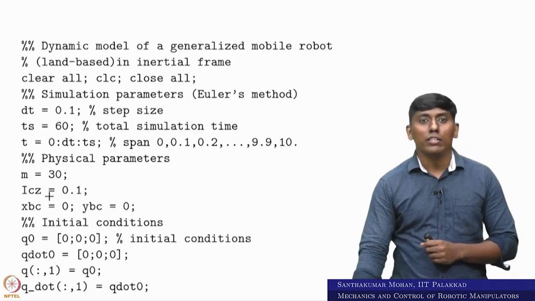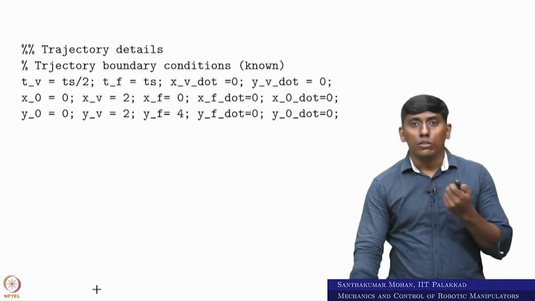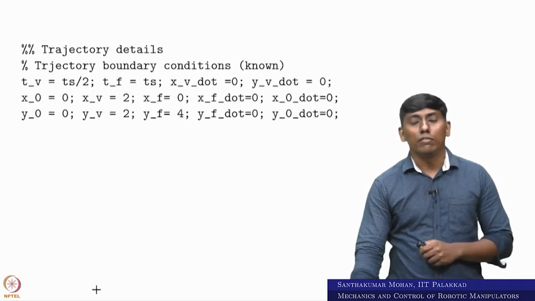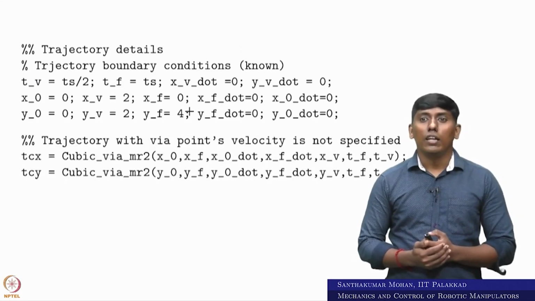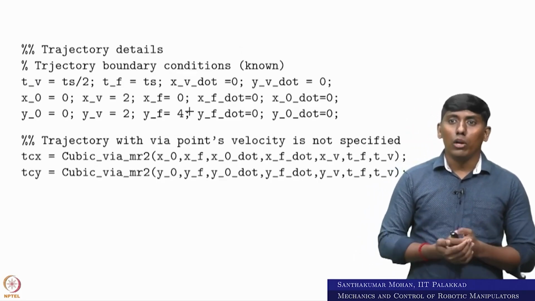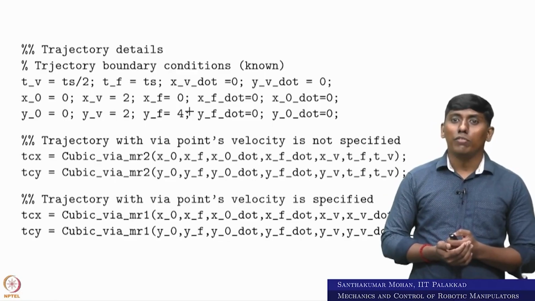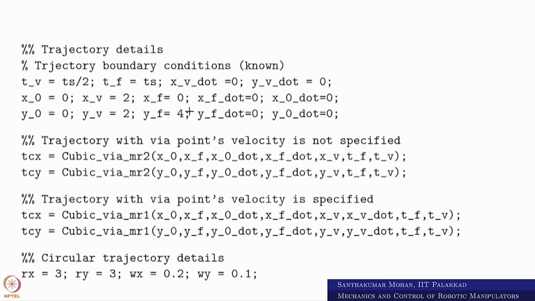The vehicle mass is 30 kilograms and all other cases we have given, and you can see these are the trajectory generation. For that we have considered the trajectory boundary conditions, and then this is the first via point case where there is no velocity specified. Then this is with velocity specified. Even further, if you want to go with the circular profile, we can bring in the circular trajectory details.